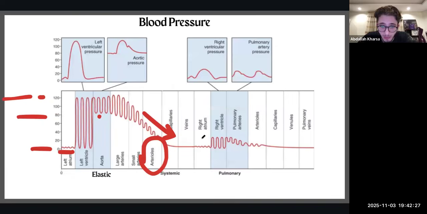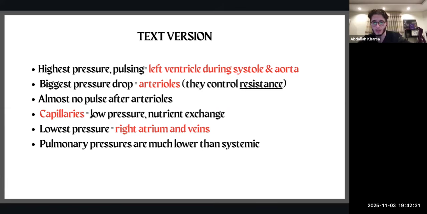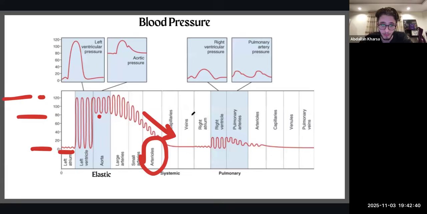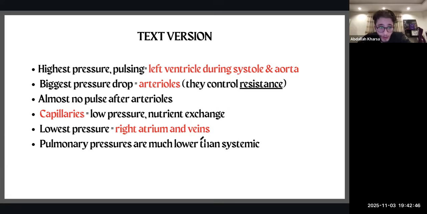After the arterioles, there's almost no pulse. That's because veins don't pulsate like arteries do. Veins have low pressure and low velocity, as we said way back, because they're the site of nutrient exchange. The lowest pressure is at the right atrium and the veins. The pulmonary pressure is much lower than the systemic.